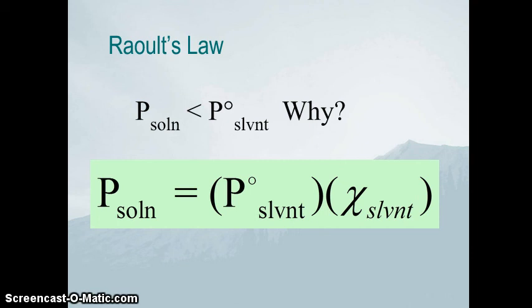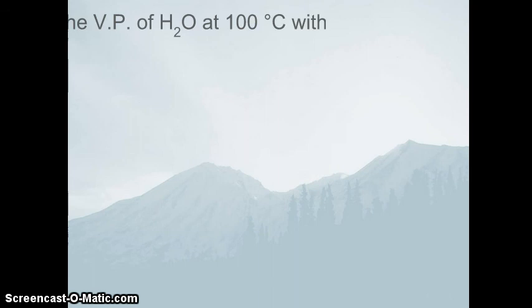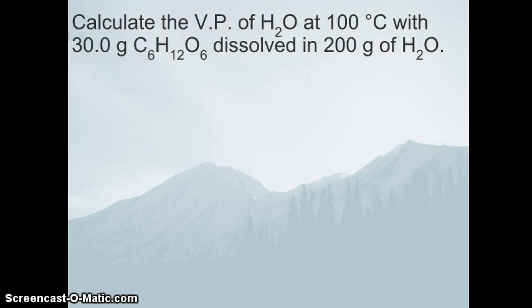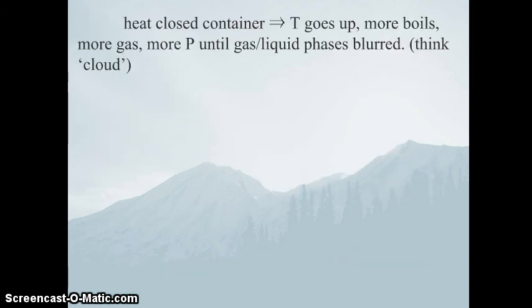And that's a relatively simple equation, so we're not even going to spend time going through that. Although there is an example here calculating the vapor pressure of a solution of water at 100 degrees Celsius, 30 grams of glucose dissolved in 200 grams. With simple algebra, knowing Raoult's law, I'm going to calculate the mole fraction of the solvent. So this is a solution, so we need to know the number of moles of the glucose and the number of moles of the water. And it's relatively straightforward.